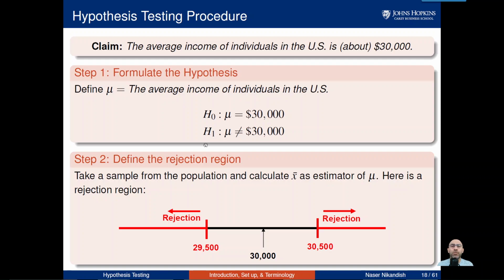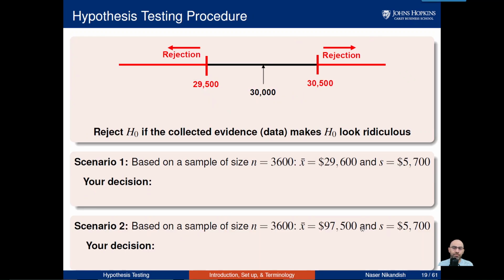I'm going to say, you know what, I'm going to talk to several people, collect data. If X bar or sample mean is around 30,000, I'm not going to reject this. There is no reason to reject it. But if it is far smaller than 30,000 or far bigger than 30,000, then I'm going to reject it. So that region far smaller than 30,000, this is how I define it, 29,500 or bigger than 30,500, then I'm going to reject H0. Otherwise, I'm going to fail to reject H0. All right, that is a rejection region. The red region you see there, it's a rejection region.